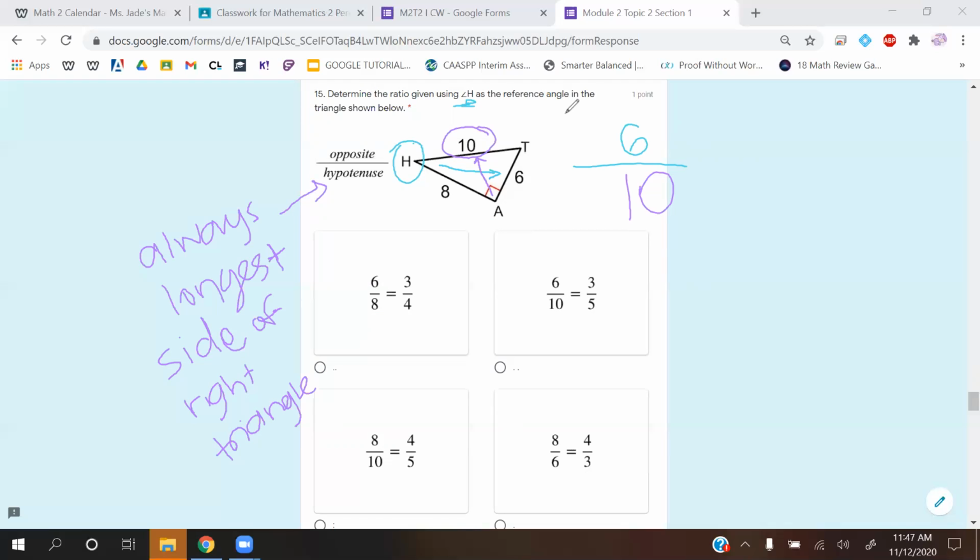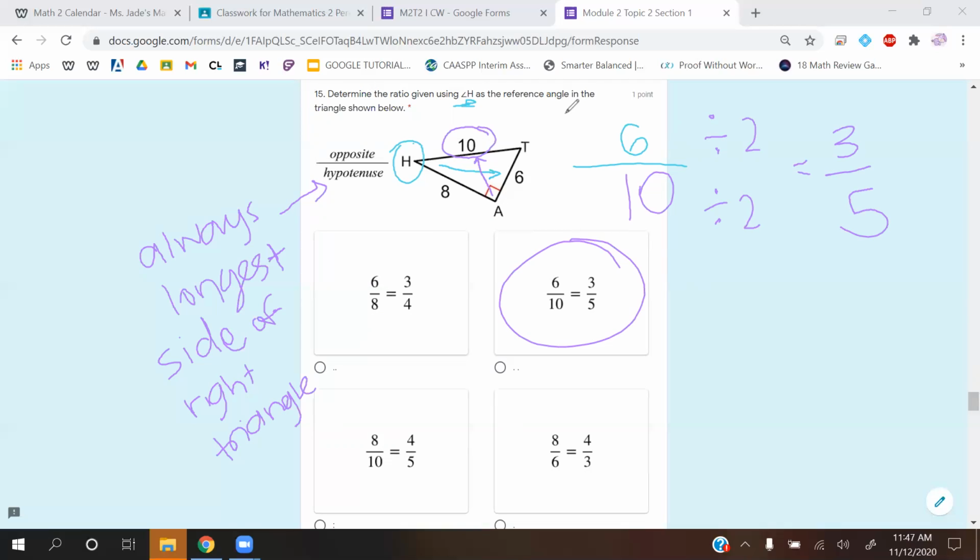So we got 6 over 10 as our opposite over hypotenuse, and we need to simplify that. So both of these are divisible by 2. If you divide this by 2 on the top, you get 6 divided by 2 is 3, and on the bottom, 10 divided by 2 is 5. So 6 over 10 is equal to 3 over 5. 6 over 10 is the same as 3 over 5. Both of those count as your answers.